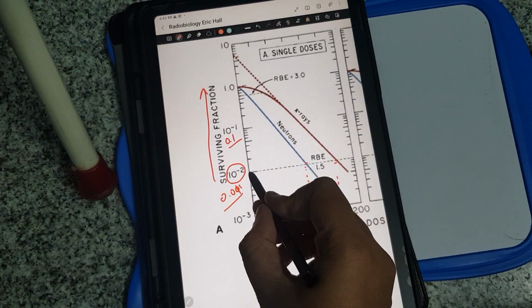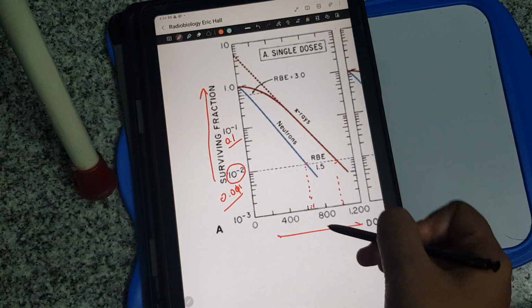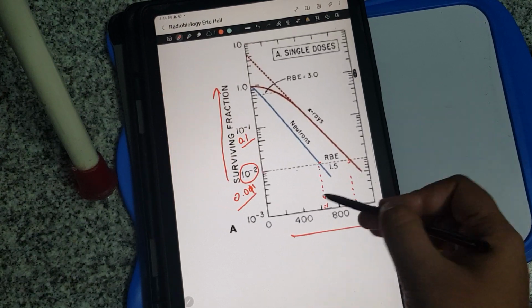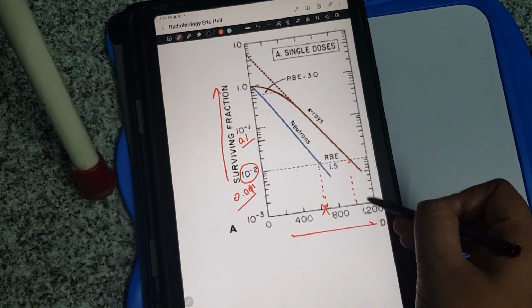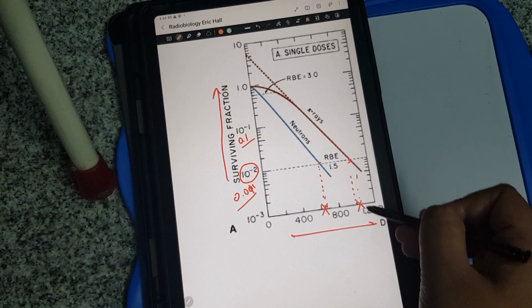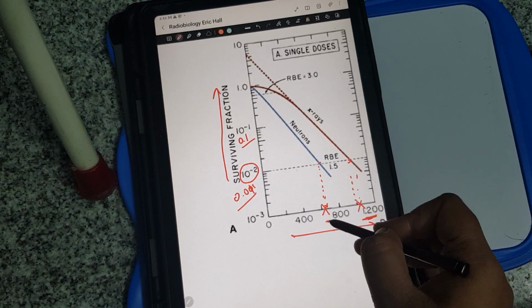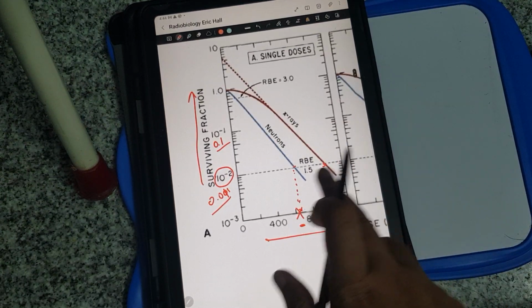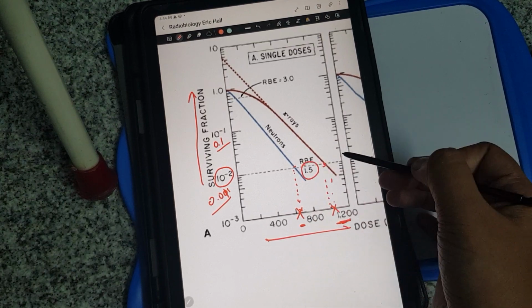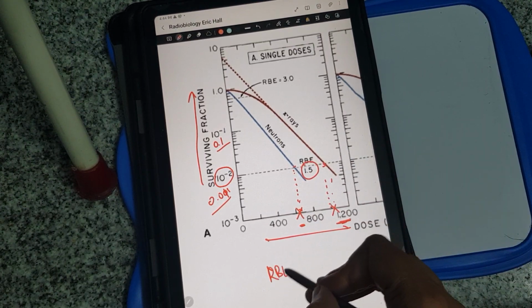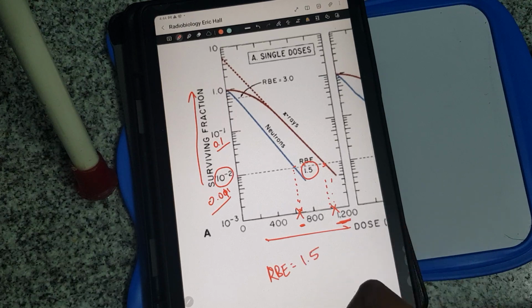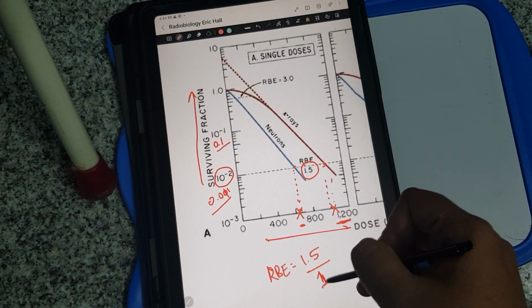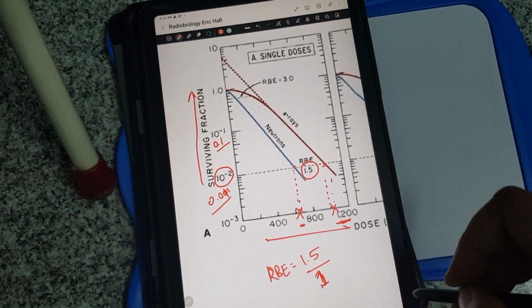So to get the same effect, the dose here is in rads, so you're requiring a lesser number of neutrons compared to the X-rays. You need 1200 rads here, and here around 600 or something like that. So the difference required is 1.5 for the neutrons here. So RBE will be 1.5. That is the 1.5 amount of the effect we got with the X-rays.